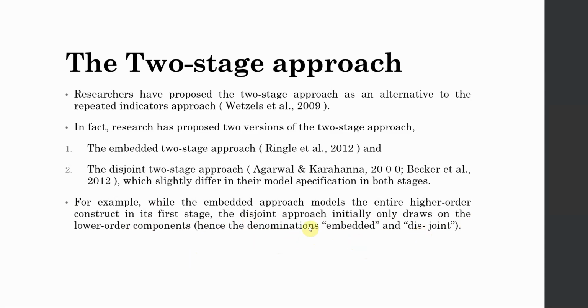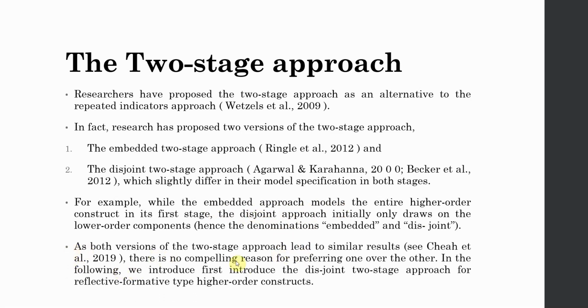Now how does this work in SmartPLS? I'm just going to talk about it in a while. I'm going to explain the difference when I'm practically explaining the two approaches. As both versions of the two-stage approach lead to similar results, you can see the paper by Chia. There is no compelling reason for preferring one over the other. In the following, we introduce first the disjoint two-stage approach for reflective formative type higher order construct. However, this one is preferred, although it leads to similar results.